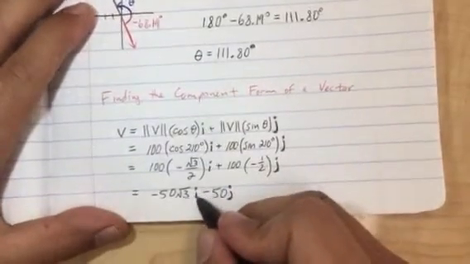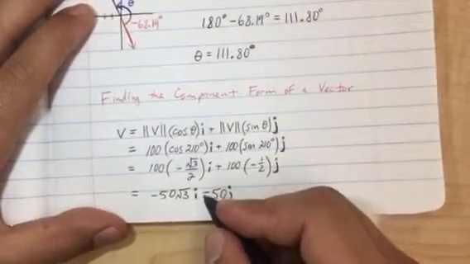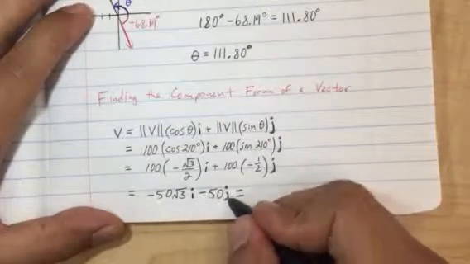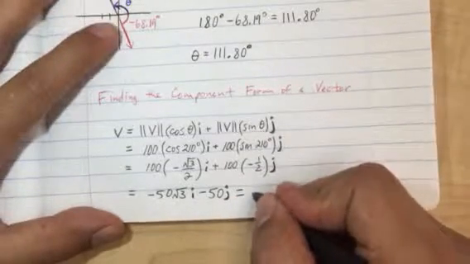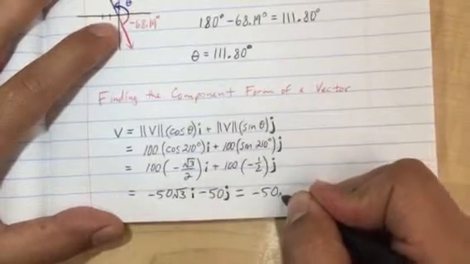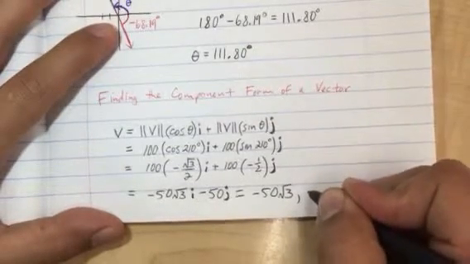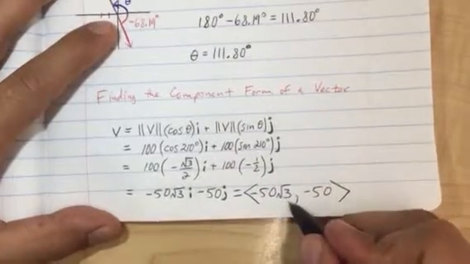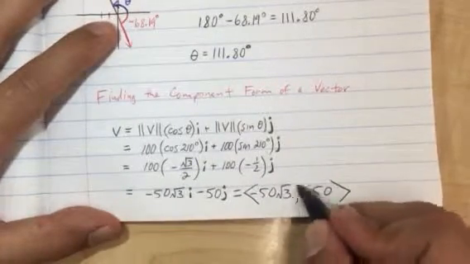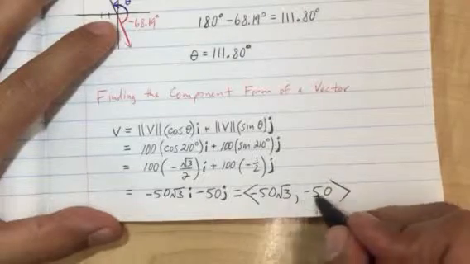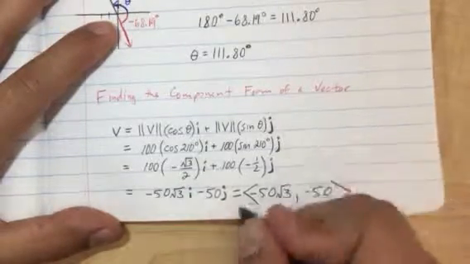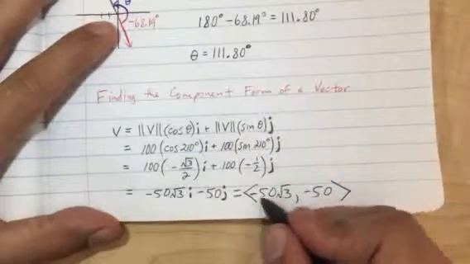Now remember that we can rewrite this as a component. To go to a component, we just remove the i and j. So it's going to be negative 50 radical 3 comma negative 50, like that. Today in our lesson we went from component to writing it as a linear combination. We can go backwards too and write it this way. And that's it. That's all they wanted, the component form.